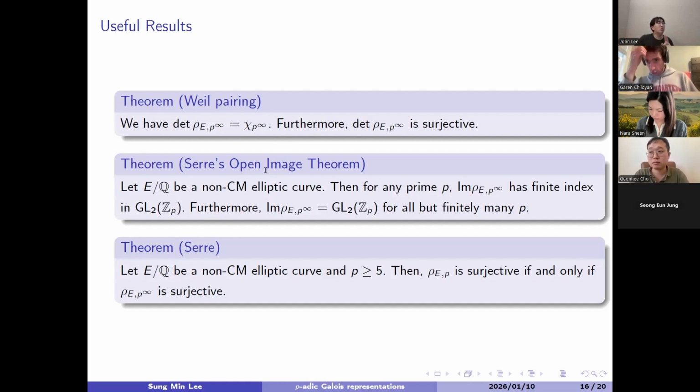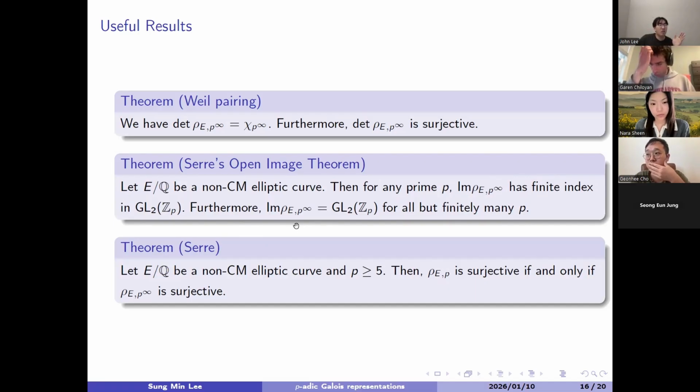Another important theorem is Serre's open image theorem. That is, if E is a non-CM elliptic curve, non-CM means it has no complex multiplication, the endomorphism ring of E is just Z, just adding itself an integer number of times. Then for any prime p, the image of rho p-infinity, which is a subgroup of GL2(Zp), should have finite index. Furthermore, for all but finitely many p, they're just the same groups.